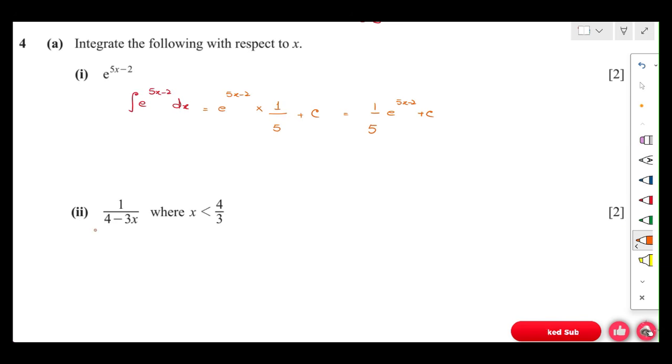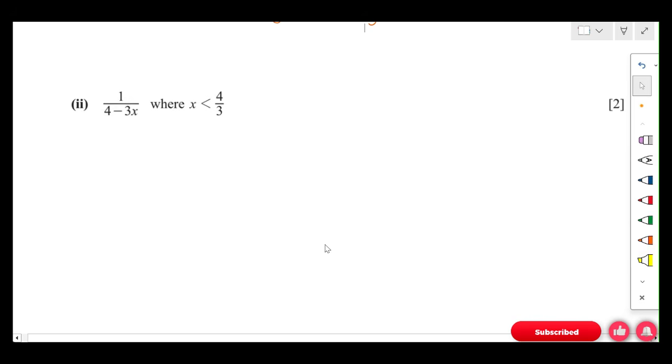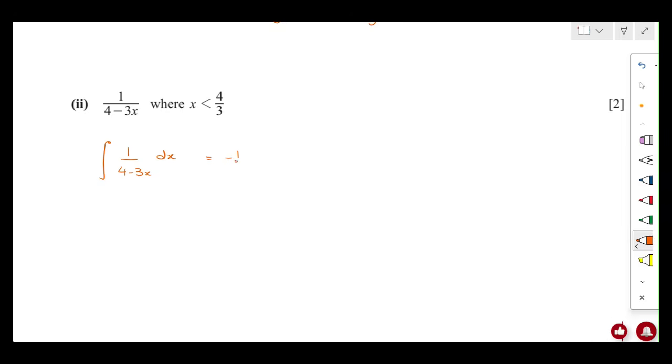Now for the second part, 1 over 4 minus 3x for x less than 4 by 3. Whenever we do the integration of 1 over 4 minus 3x dx, the integration of 1 over x is natural log of x, right? But the derivative must be completed. So the derivative of this function is negative 3. So we have to multiply by negative 3 and divide by negative 3.